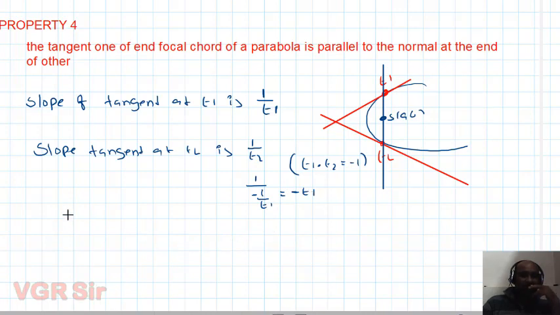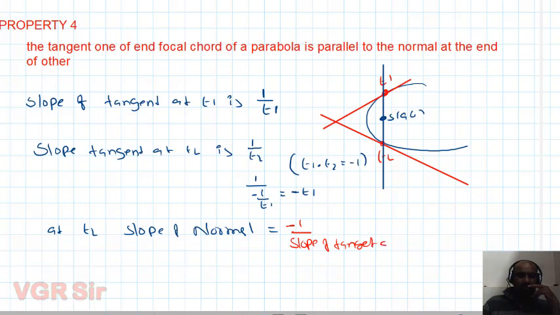Okay, so here at T2 the slope of the normal is equal to minus 1 by the slope of the tangent at T2. I think understood, no? Normal and tangent are perpendicular to each other only. That's why minus 1 by slope of the tangent at T2, which is minus T1, I got that is 1 by T1. So which is same as this. Okay, that's why.